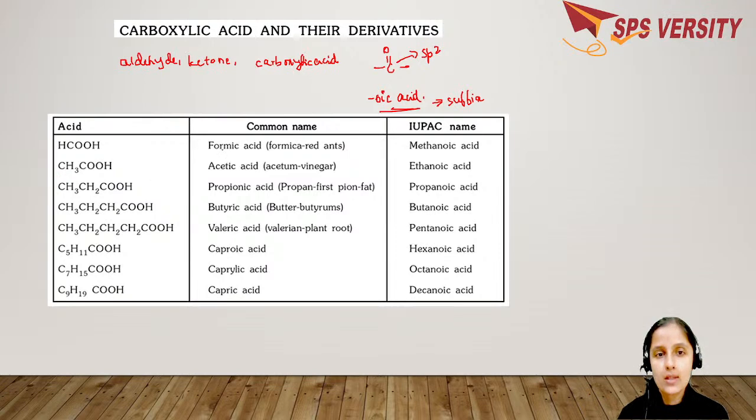The common names: formic acid, which is found in red ants, is called methanoic acid. Depending on the number of carbon atoms you name it. Acetic acid was found in vinegar, so it is called acetic acid, and the IUPAC name is, there are two carbon atoms, so it is eth, with a single bond ane at the end, oic acid. Propionic acid and butyric acid, which is found in butter, and valeric acid in the plant root, caproic acid, caprylic acid, capric acid, which have their own names.